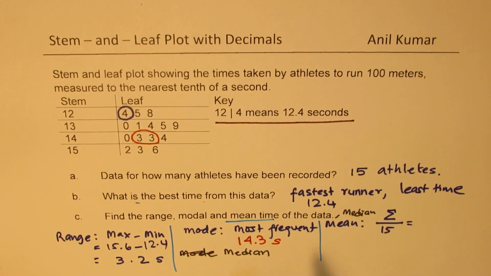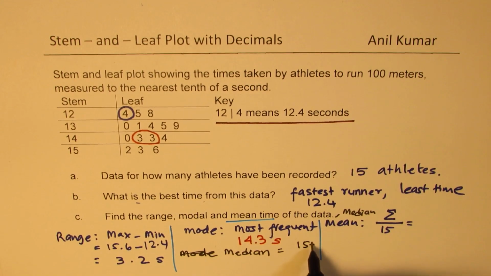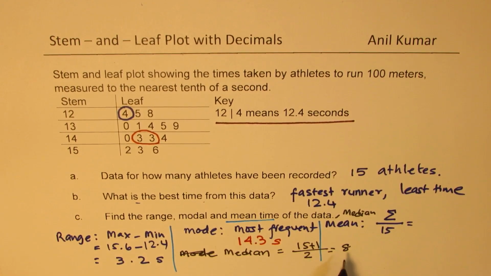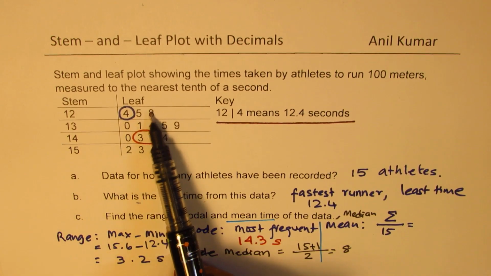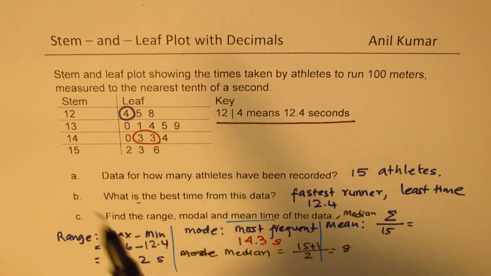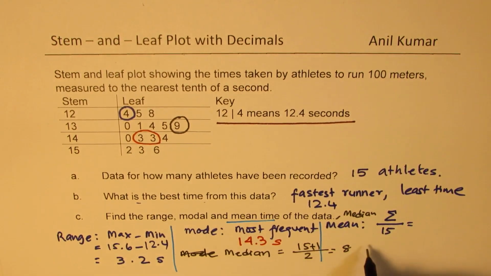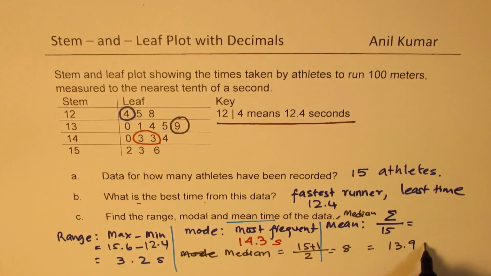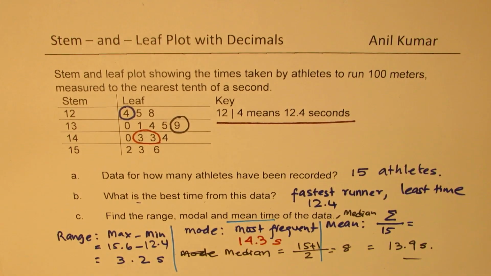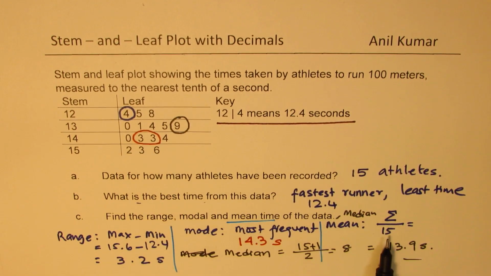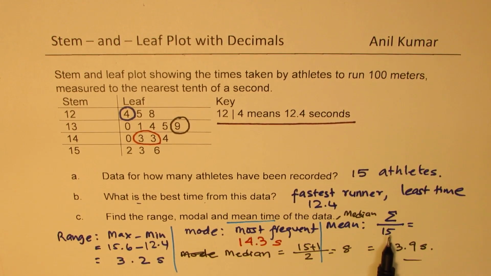Median is the center value. Now, since we have 15 runners, we will add 1 to 15 and divide by 2. 16 divided by 2 is 8. So the 8th runner's timing will be the median, right? Which is 1, 2, 3, 4, 5, 6, 7, 8. So the median for us is 13.9 seconds. Is that clear to you? Correct? I'm, however, skipping this portion of adding all these timings and dividing by 15, right? You can use the calculator to do that.